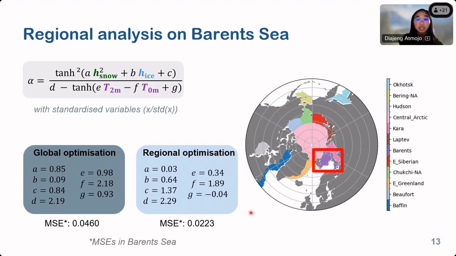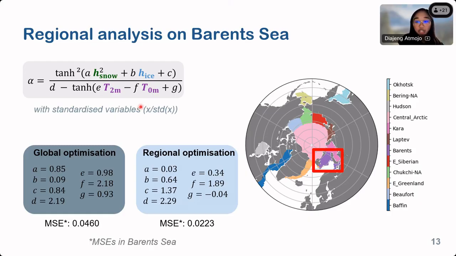What you can also do with the equation is to perform seasonal and regional analysis. So, for example, here we show the Barents Sea as an example. You could take data from the Barents Sea and optimize the coefficients on this subset, and that gives us a significant improvement of the model performance. As you can see here, it reduces the MSE by about a half again.